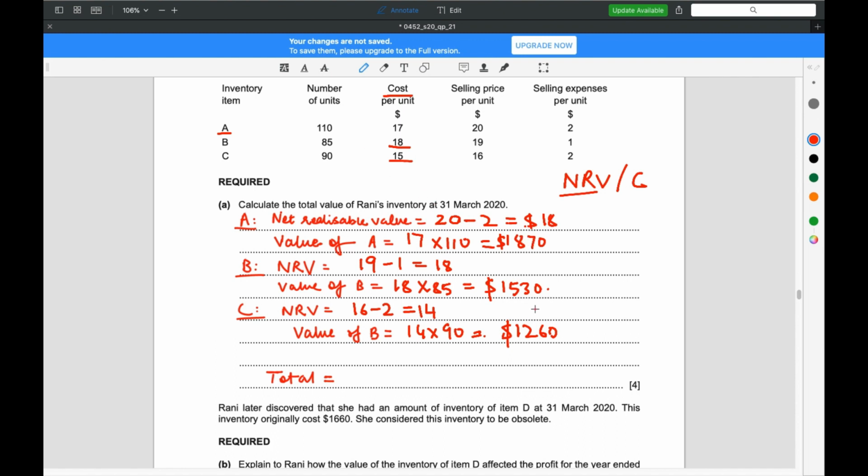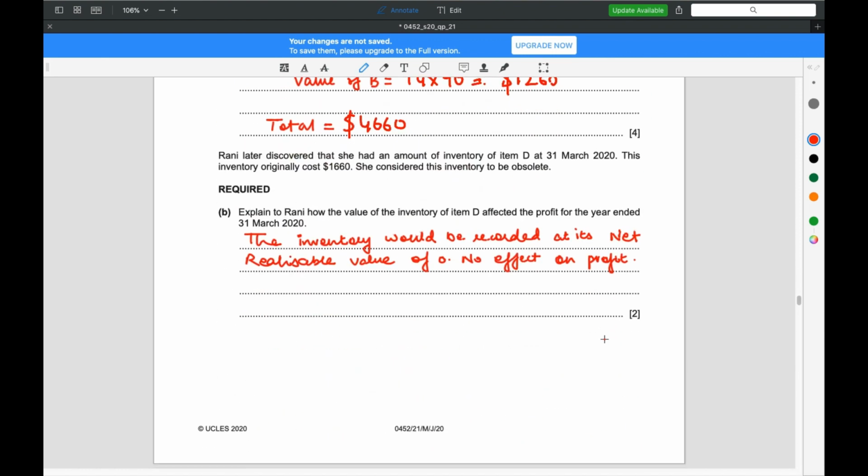All right, and then he asked for the total value of the inventory. So you just add all of these, the totals for inventory items A, B, C, and when you add them, you're going to get $4,660. So that is going to be your answer in this case. That's 4 marks. All right.